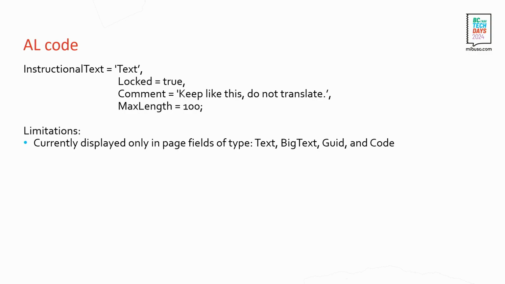Some limitations. First, in the documentation, you're going to see that you could set this property in more places in AL, but really what we are going to render in the client currently is just page fields of type text, big text, GUID, and code. We're kind of reserving a bit of space to create more solutions in the future that might be more flexible and based on the same concept.